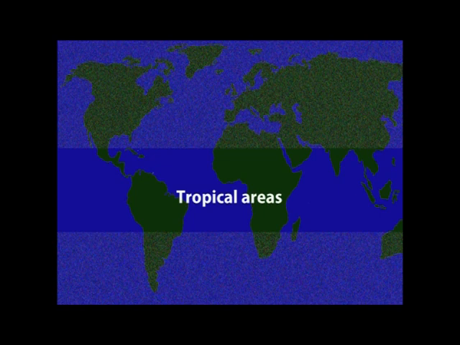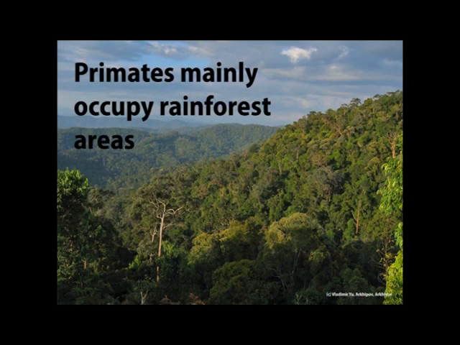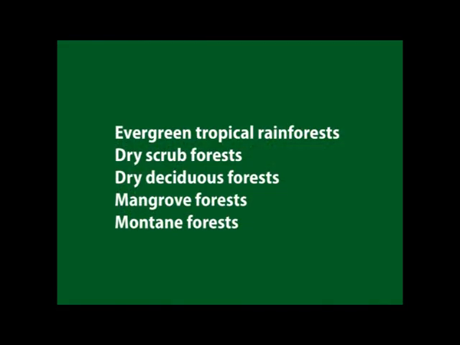This slide shows clearly the tropical areas of the world, including tropical Africa, India, Southeast Asia and South America. The rest of the world has been fuzzed out. The arboreal primates inhabit forested areas, of which there are many types. Evergreen tropical forests are warm and wet. They have a short dry season and a high rainfall.